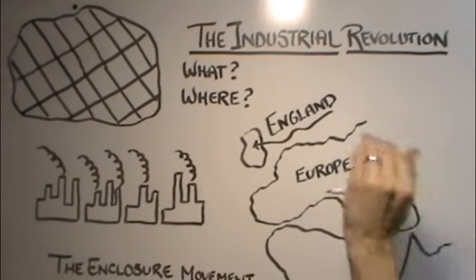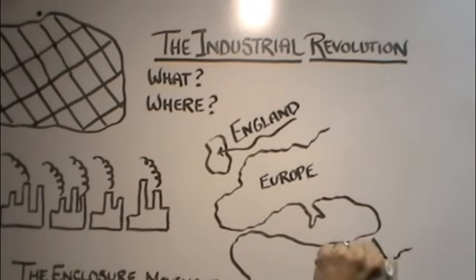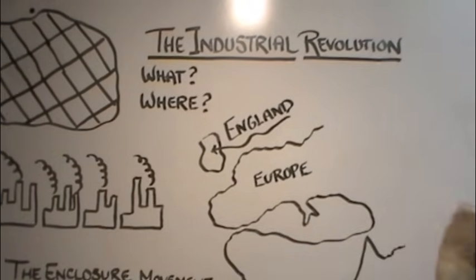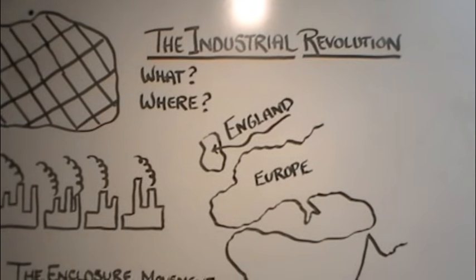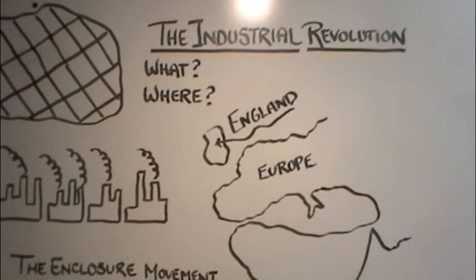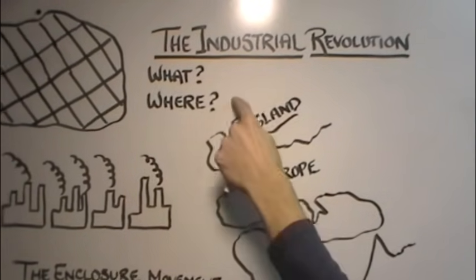Okay? And as a straight definition of the Industrial Revolution, it is the time period when goods start to be made by machines rather than people. So what we see is a large output of what eventually we're going to call consumer goods. Where does this take place?